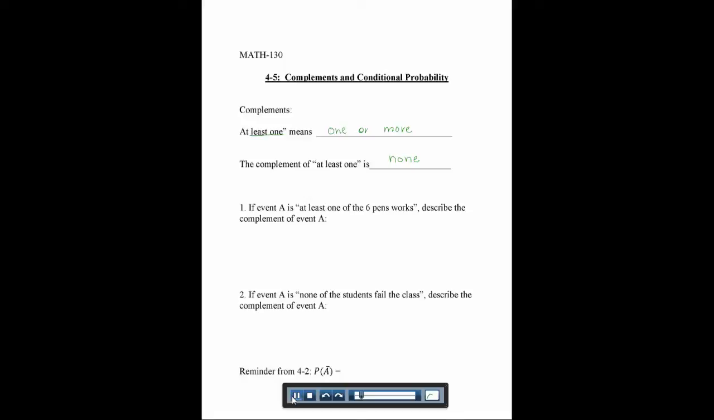So, if we want to write out some complements, the first problem says, if event A is at least one of the 6 pens works, and we want to describe the complement. Well, the complement of at least one is none. So the complement here would be none of the 6 pens work.